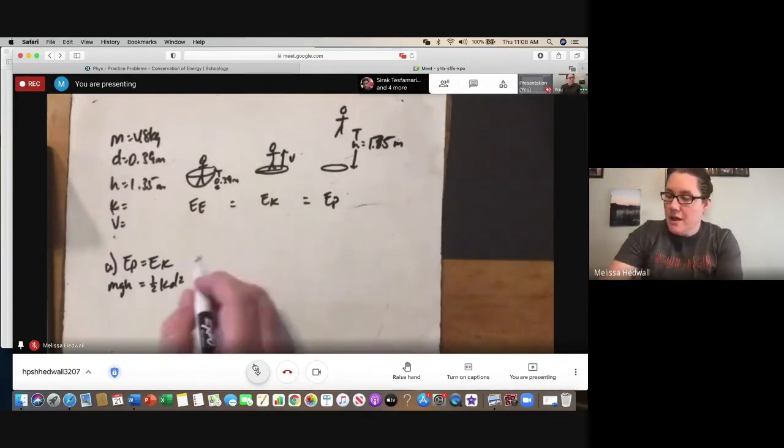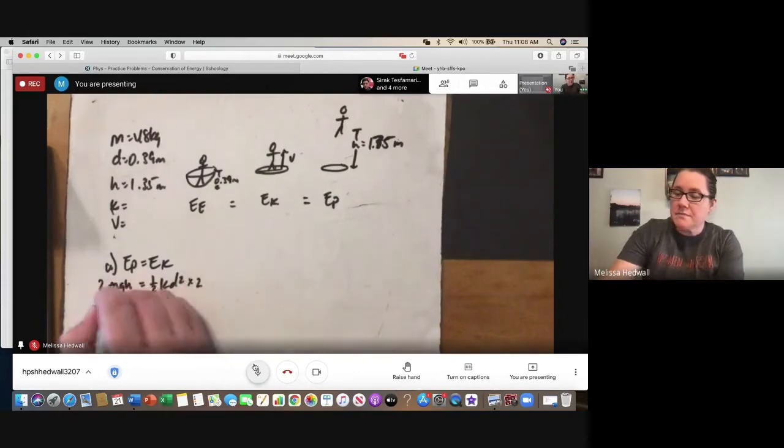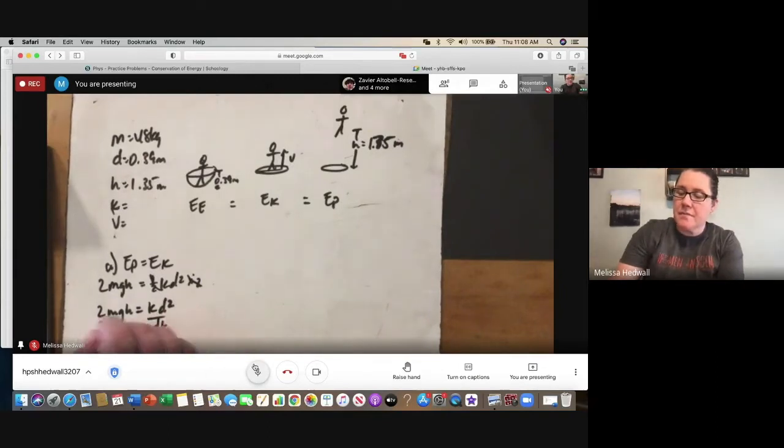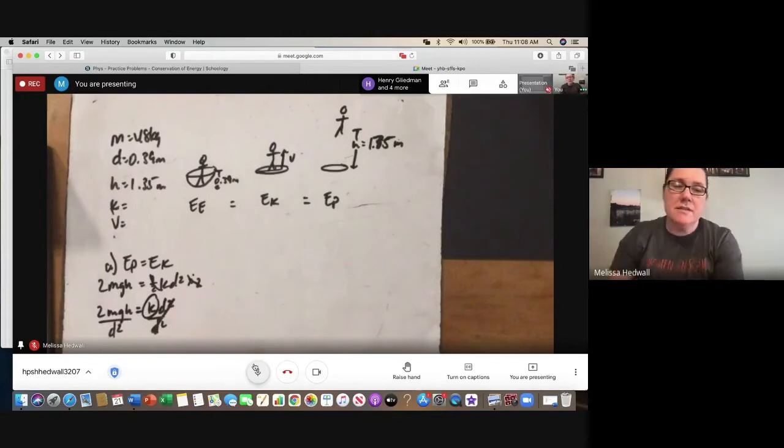In order to do that, we'll multiply both sides by 2 and cancel that out. So we have 2 times mass times gravity times height equals kd squared. And then we'll divide both sides by d squared and cancel that out, and we're left with K is equal to this.